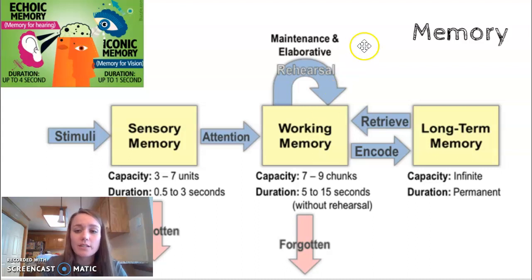But anything that we consider a memory that is held indefinitely, whether it was what you had for breakfast or recalling something farther away, your 5th birthday, that's considered a long-term memory. So anything that's kept, that's considered long-term. So it's long-lasting.